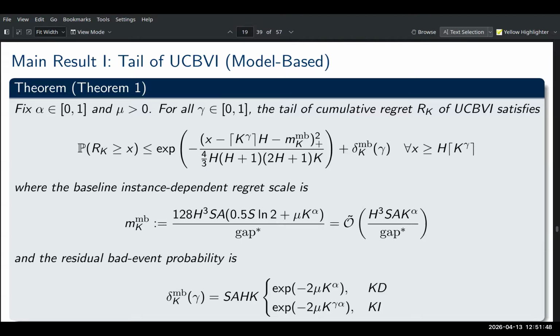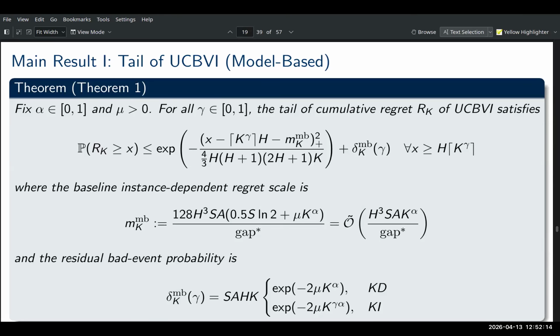So before going through the proof of this, I want to highlight a few points. There is a transition happening between these two, because this is a sub-Gaussian term and this is a sub-Weibull term. This term, as you see, has k to the alpha if you're looking at the case that you know the number of episodes you're running the algorithm, or k to the gamma alpha if you're looking at the case that you don't know the parameter of the algorithm.